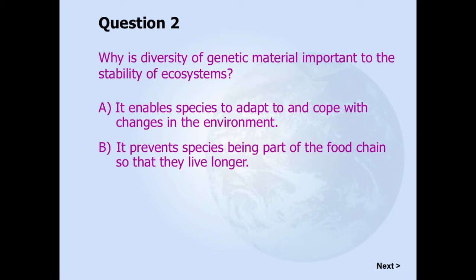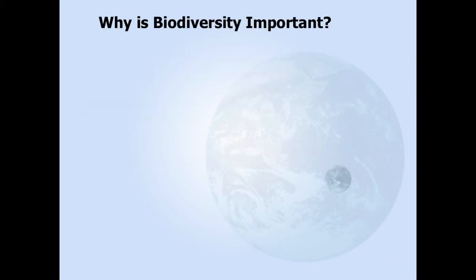So number 2, again, write the answer on the left-hand side. Why is diversity of genetic material important to the sustainability of an ecosystem? A, it enables species to adapt and cope with changes in the environment. Or B, it prevents species from being apart on the food chain so they can live longer. Well, the answer is obviously A. The other one's just silly.